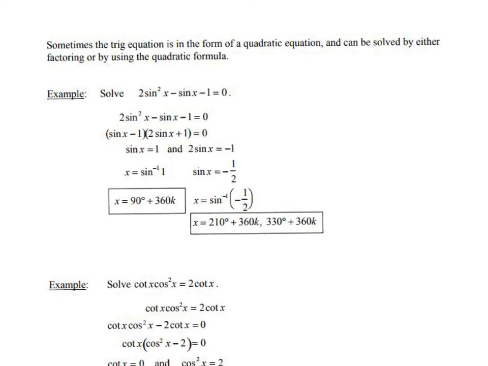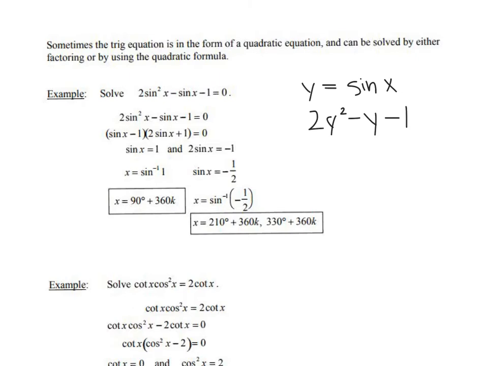In other cases, our trig equation is in the form of a quadratic, so we can either use factoring or the quadratic formula in order to solve it. For our first example, we want to find when 2 sine squared of x minus sine of x minus 1 equals 0. To factor the equation, you can think of y equaling sine of x. So you can rewrite that quadratic as 2y squared minus y minus 1.